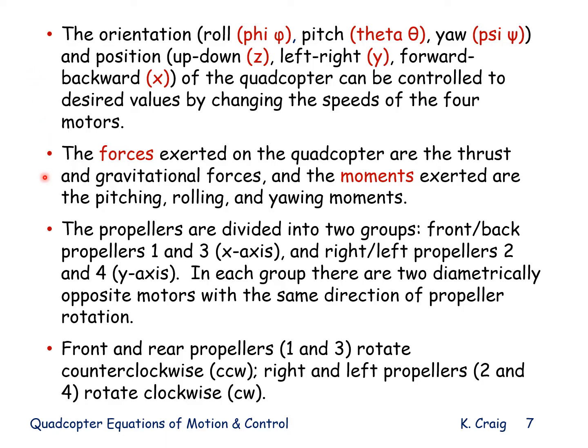The forces exerted on the quadcopter are the thrust and gravitational forces, and the moments exerted are the pitching, rolling, and yawing moments. The propellers are divided into two groups: front and back propellers, 1 and 3, representing the x-axis, and the right-left propellers, 2 and 4, representing the y-axis. In each group, there are two diametrically opposite motors with the same direction of propeller rotation.